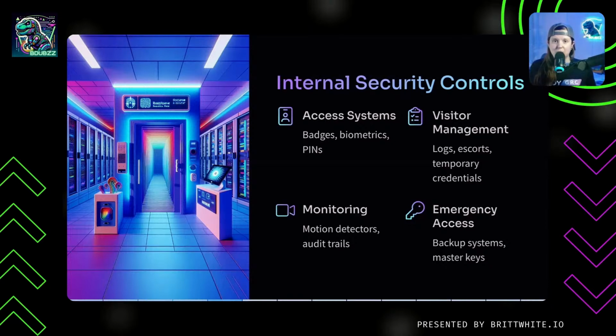But what about during emergencies, like power outages or system failures? Smart organizations maintain emergency access procedures, such as backup authentication systems or secure master keys held only by authorized personnel. This should be included in your business continuity and disaster recovery plans that we covered in our last session.